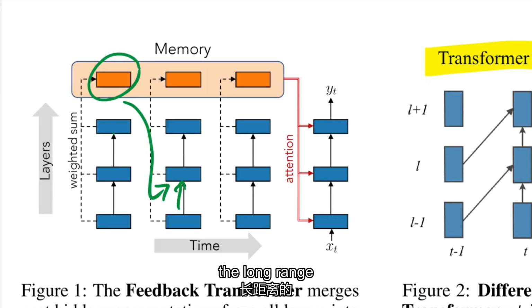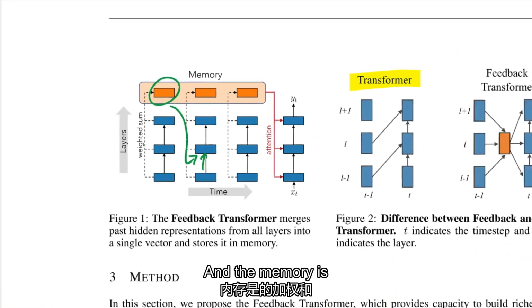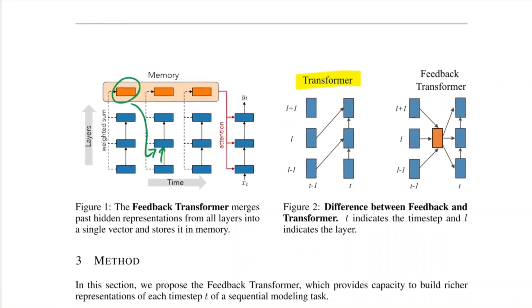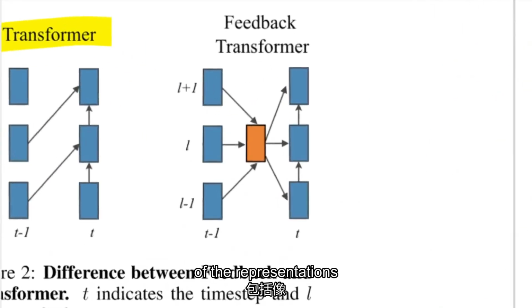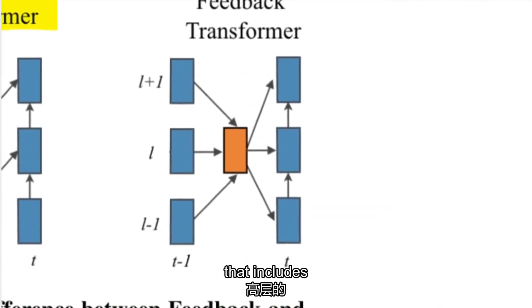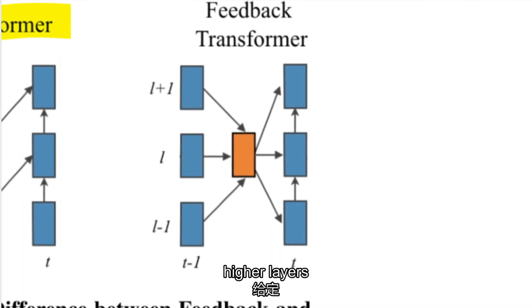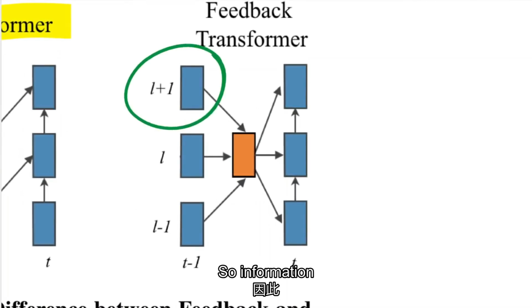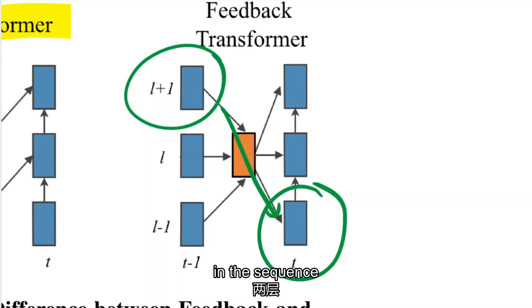It retains the long-range information flow, but the information doesn't flow from same layer representations. The information actually flows from memory, and the memory is a weighted sum of all of the representations of a given token. That includes higher layers, like this one. So information can flow from higher layers earlier in the sequence to lower layers later in the sequence.